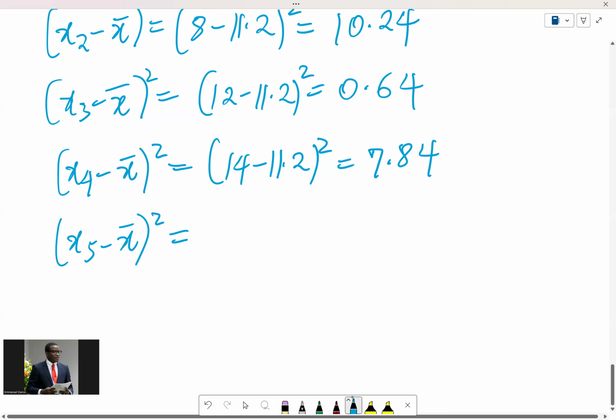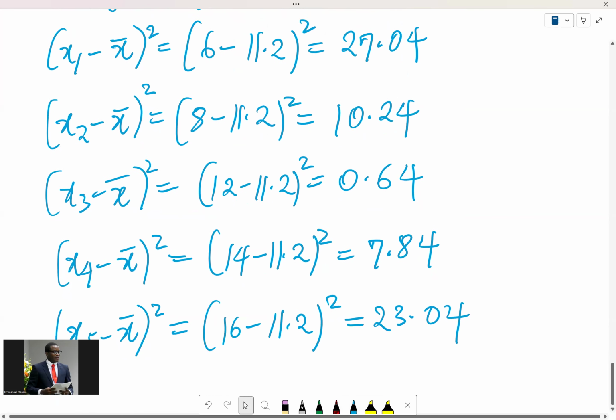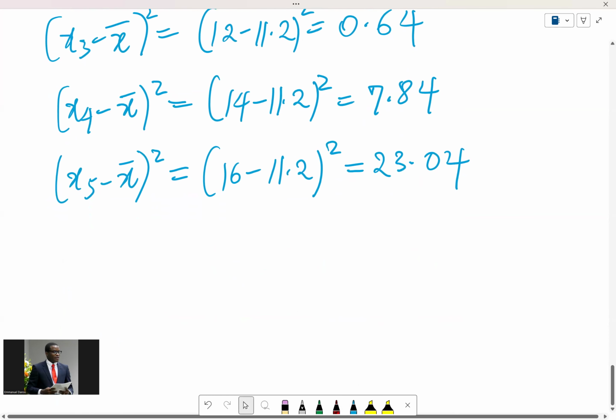This is better done in a table, right? So I'm going to do the table thing afterwards. So x5 minus x bar is 16 minus 11.2 all squared, and that is 23.04. So we have all that now.